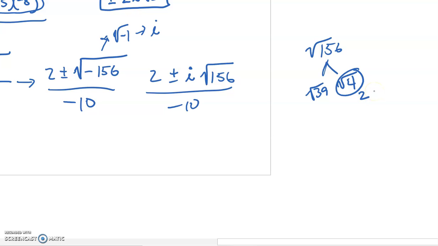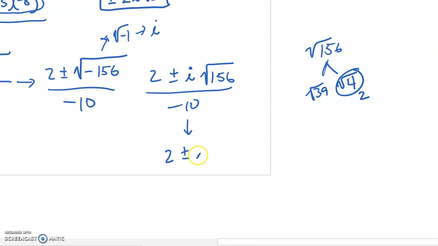Square root of 39, that cannot be simplified. There's no perfect squares inside of there. I know it's 13 times 3, but both of those are prime numbers. So this is 2 rad 39. So now I'm going to say 2 plus or minus.